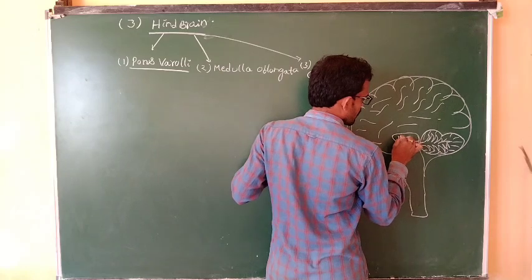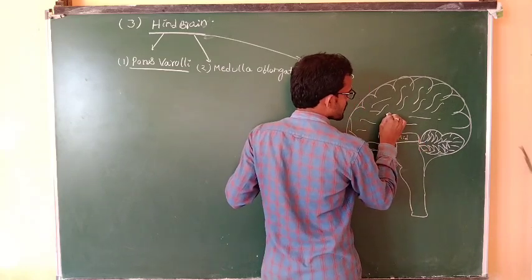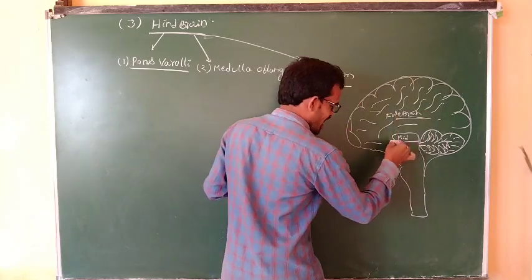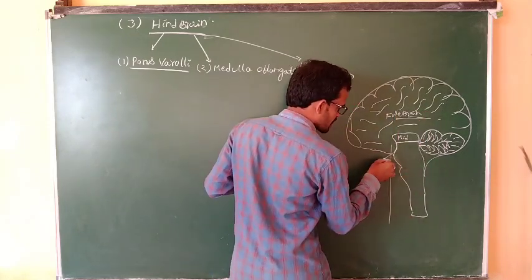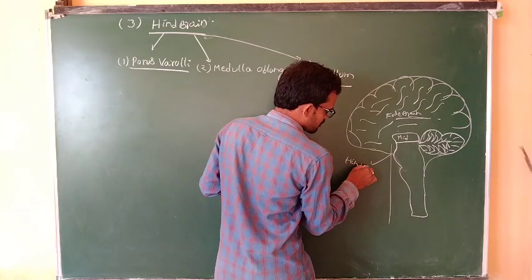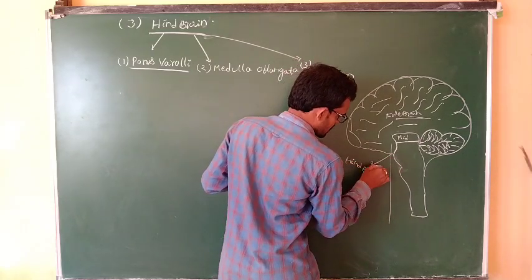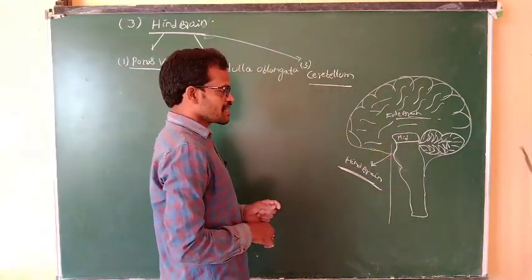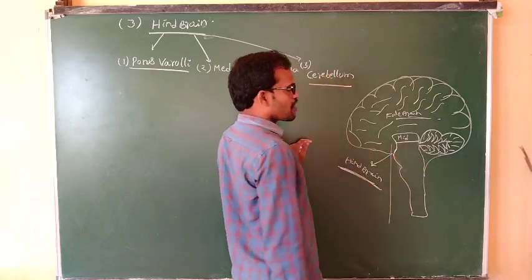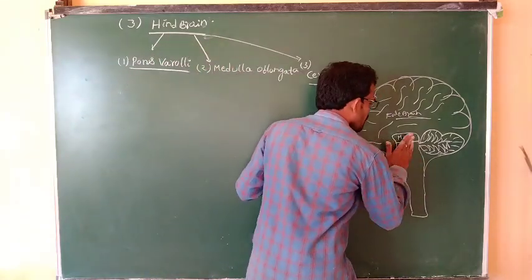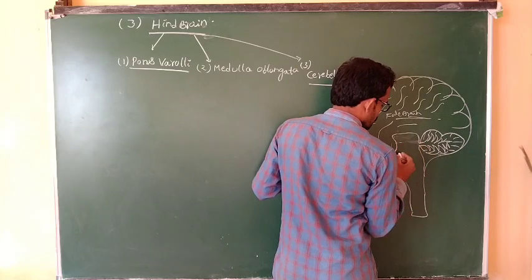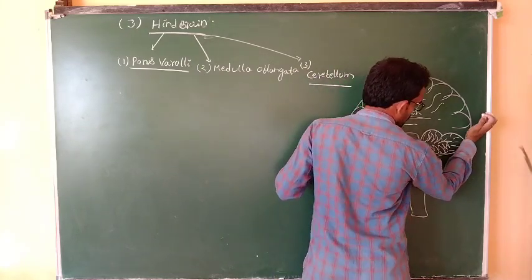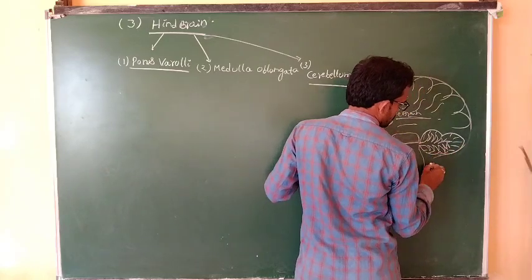This indicates the midbrain, this indicates the forebrain. The next one indicates the hindbrain. Forebrain, midbrain, hindbrain. See here, it is the first part of the hindbrain. The first part of the hindbrain is the pons varolii.